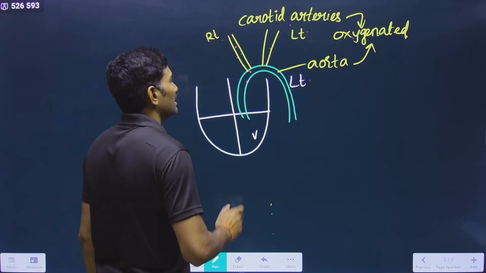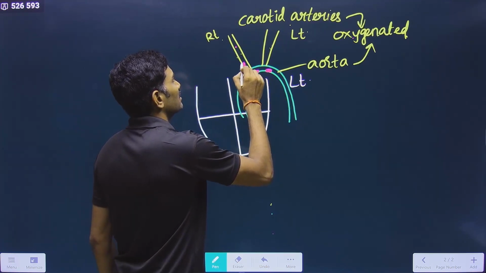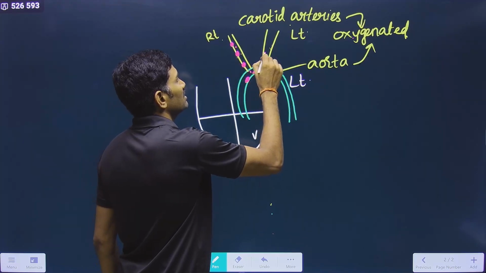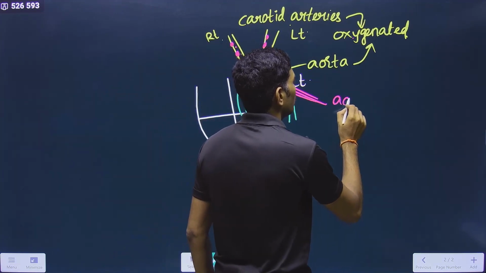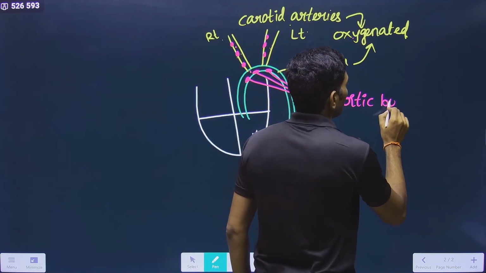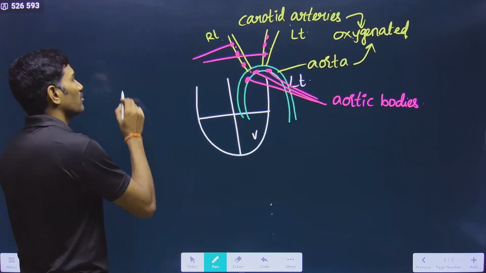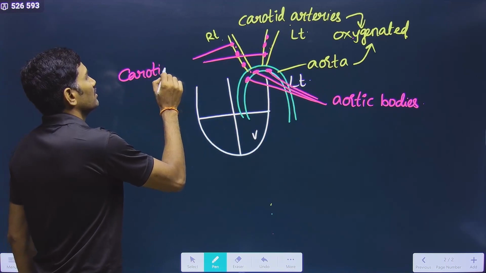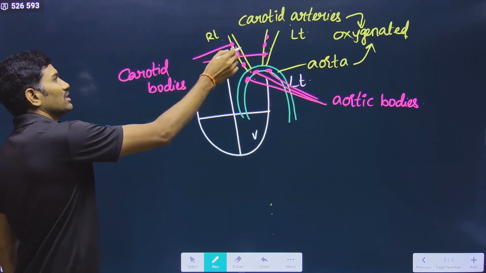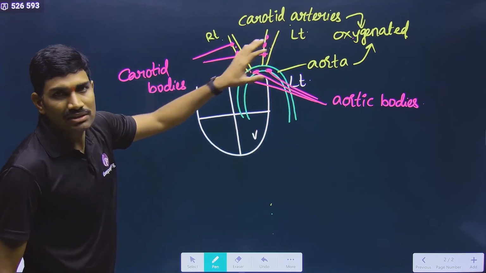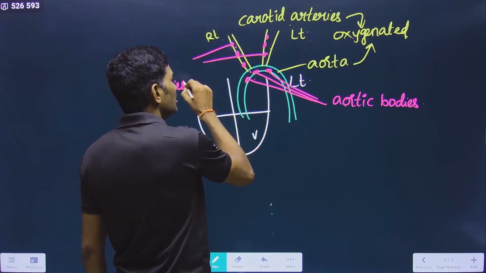And now here what we are saying, within this aorta, there are some regions. And within the carotid arteries, there are some regions. And within the aorta, whatever these regions are there, they are called as aortic bodies. And within the carotids, there are some bodies, they are called as carotid bodies. Please observe the content carefully. Within the aorta, aortic bodies. Within the carotid arteries, they are the carotid bodies. Understood or not?